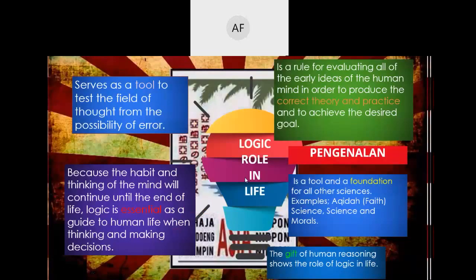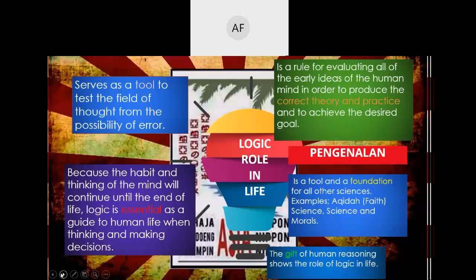So the second role of logic in life is pengenalan, which in English is introduction. It is a tool of introduction and a foundation for all other sciences, such as akidah or faith, science and morals. It is the gift of human reasoning that shows the role of logic in life.